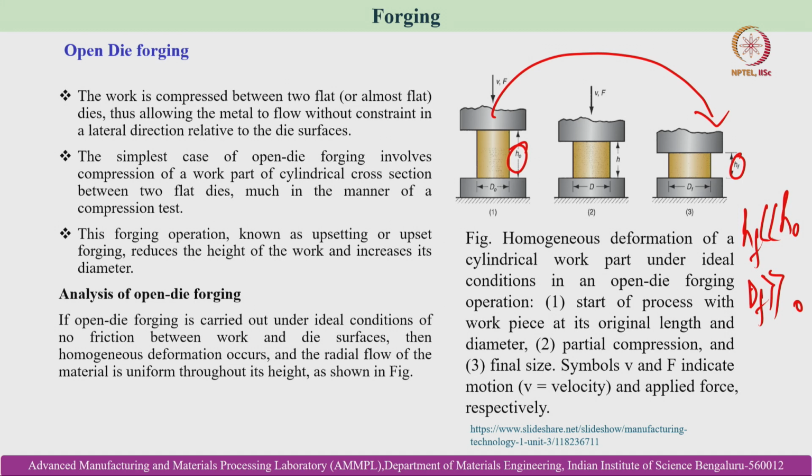So, the analysis of open die forging. If open die forging is carried out under ideal conditions of no friction between work and die surfaces, then homogeneous deformation occurs and the radial flow of the material is uniform throughout its height, as shown in this figure. Here the symbols depict small v as the velocity and the applied force is designated as F. Okay. So this is a typical case of open die forging.